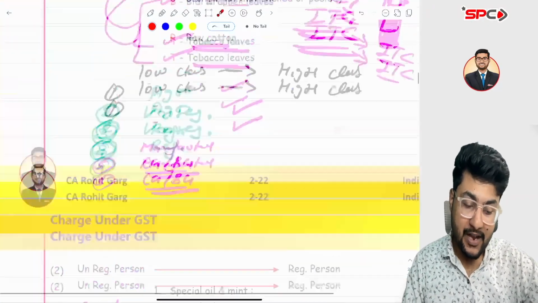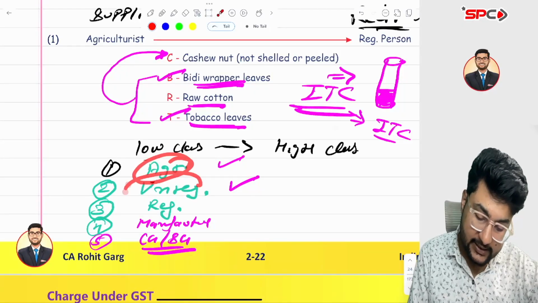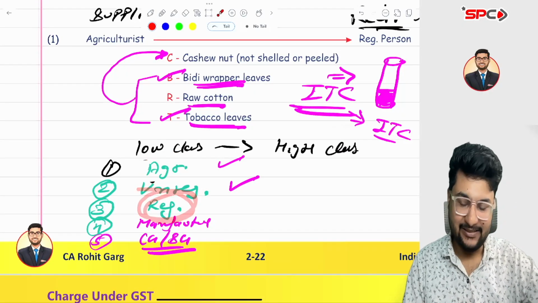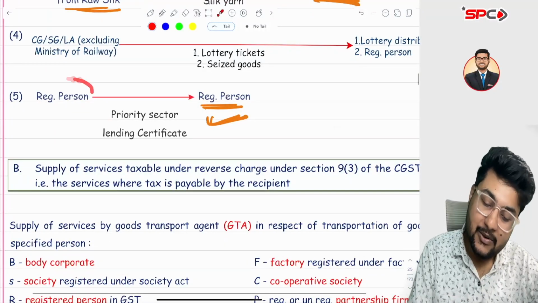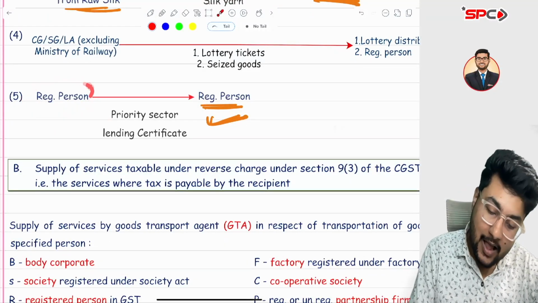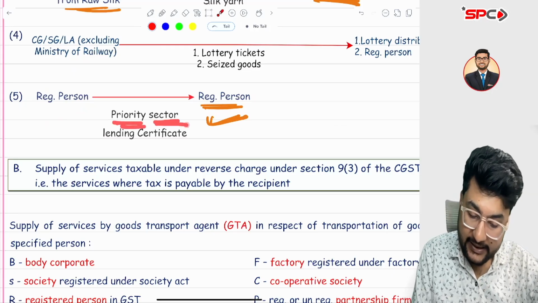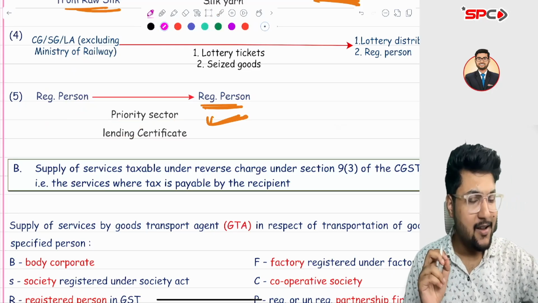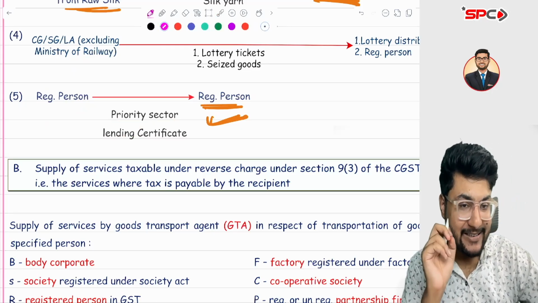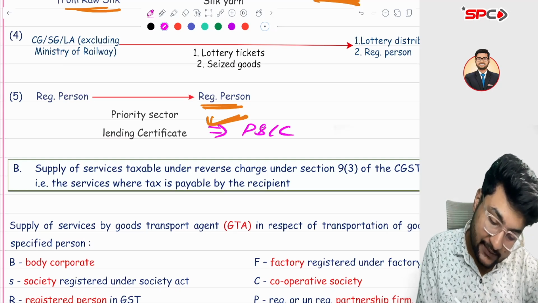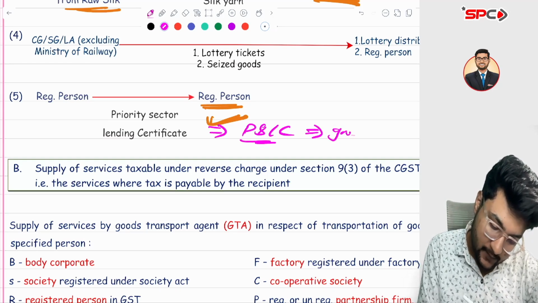Now we have done agriculture, which is unregistered. Now we are a little bit richer, so we shifted to registration. We took the registration. So in case of any supply between registered persons related to a priority sector lending certificate, we have already discussed this. A priority sector lending certificate is a good, right?